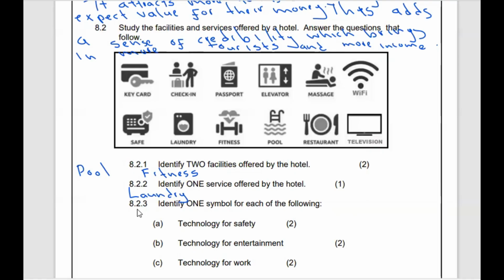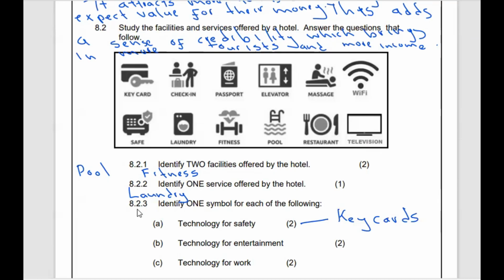Then identify 1 symbol for each of the following. Technology for safety. In this case, it is the use of a key card which limits the type of guests who would visit the particular hotel. Only authorized guests would have access to the room. So key cards are an example of technology for safety.